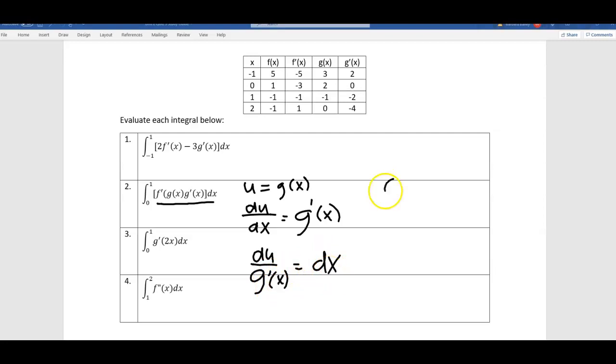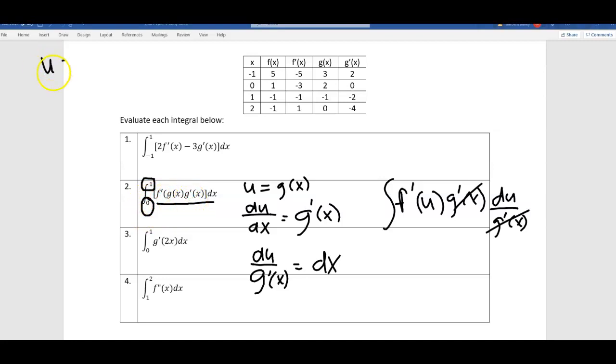And then doing our U-substitution, we're going to have f prime of u instead of g in there now. And we have our g prime of x, and we're going to be replacing the dx with du over g prime. And as a result, those cancel out. And so we have a simplified expression there. But we also need to change these limits. Okay, those are x values, but I want u values.